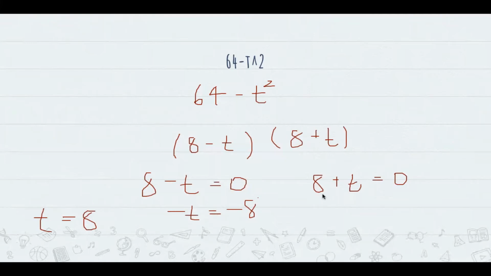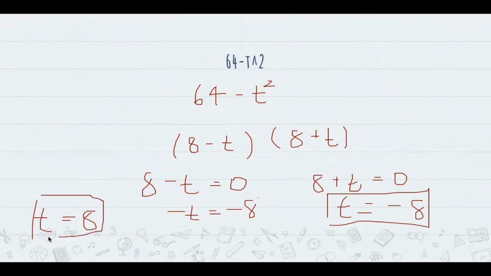So the same thing for this side. In order to move the positive 8 to the right-hand side, you would subtract 8 on both sides, which gives you t equals negative 8. So these are the two values for t you can use. Because if you square negative 8, it gives you positive 64. And if you square positive 8, it gives you positive 64. Because if you square it, it's the same positive.